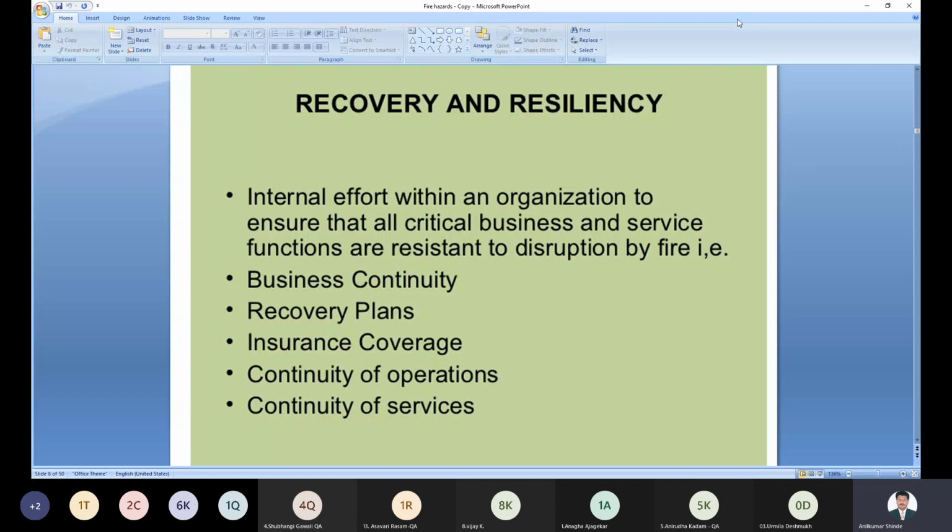The continuity of the operation must be required. So after the fire, the operation must continue, and your company should continue. That is very important. The continuity of the services, continuity of the operations, should be very important. And what is the recovery? Recovery means that we have to continue your operation, we have to continue your business, which is very important.